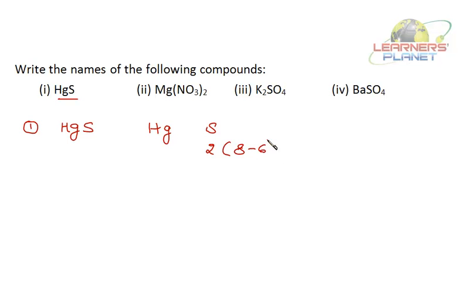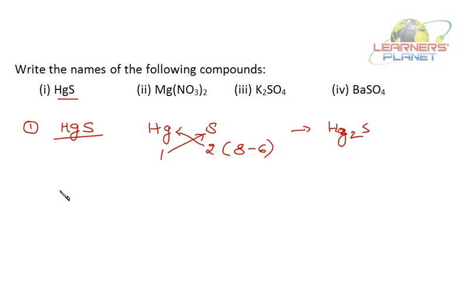So it can be 8 minus 6. What is the valency equal to? Either the group number or the number of valence electrons, or 8 minus the number of valence electrons. Now in this case, if the valency of mercury is 1, what will be the formula? Just cross over the valencies and you'll be getting Hg2S.